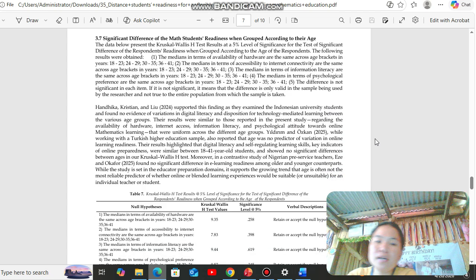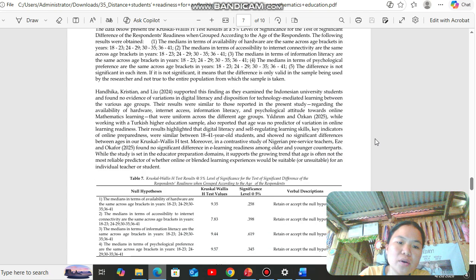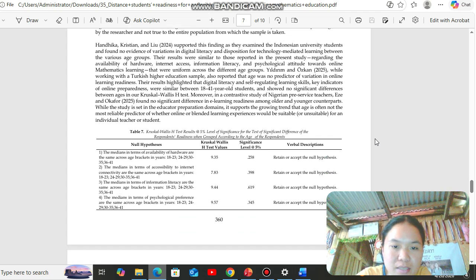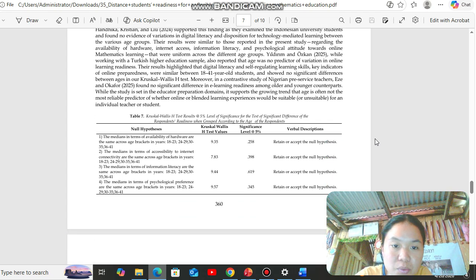Next, this is the overall result using the statistical tools. First, using the Kruskal-Wallis test by a significance level of 5%, as we can see, the p-values in each factor are greater than 0.05. This is for the age of the respondents. So it means no significant difference among age groups.